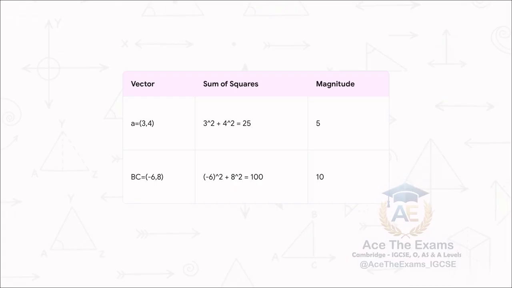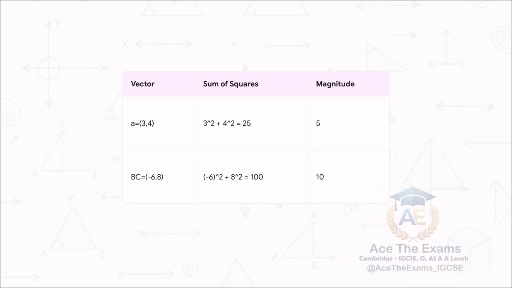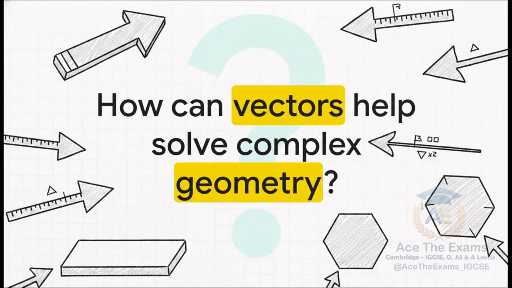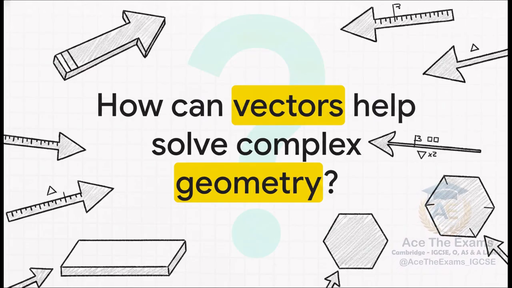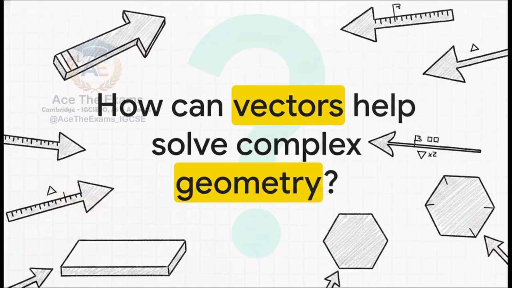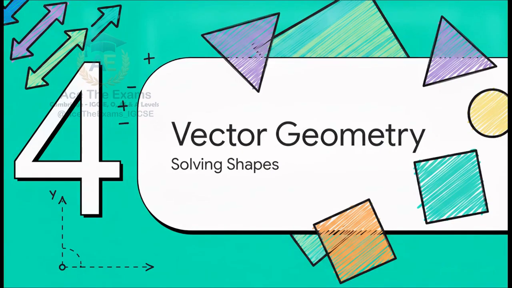And remember, because length is a physical distance, your magnitude is absolutely always going to be a positive number, even if you're traveling backward on the grid. All right, so we've scaled them up, we've flipped them around with negatives, and we've measured their lengths using Pythagoras. But that brings us to a really vital question. How do these free-floating arrows actually help us navigate structured geometric shapes, like parallelograms or hexagons? Which perfectly tees up Section 4, Vector Geometry.